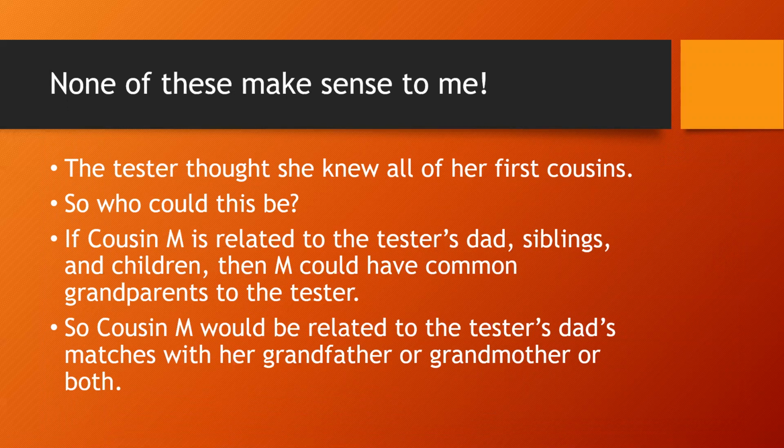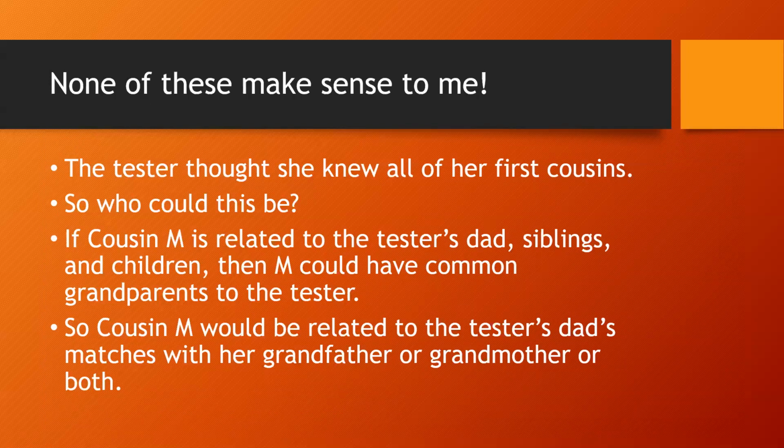Of course, none of us can be absolutely certain that we know all of our first cousins. There always could be some surprises out there. So who could this cousin be? So if cousin M's related to the tester's dad, siblings, and children, then cousin M could have common grandparents or one or both grandparents to the tester. So cousin M would be related to the tester's dad's matches with her grandfather or grandmother or both. So think about that for a minute.